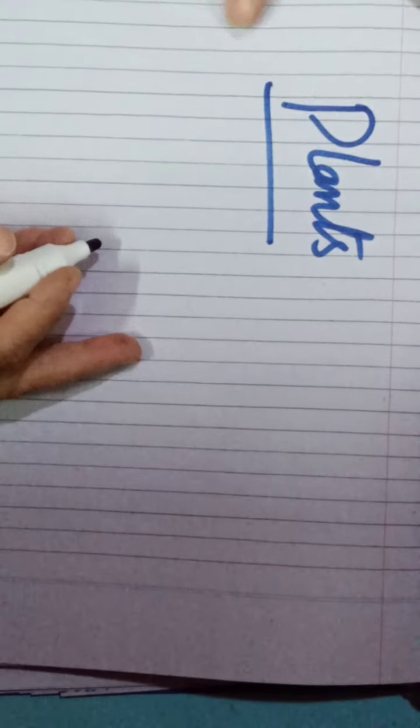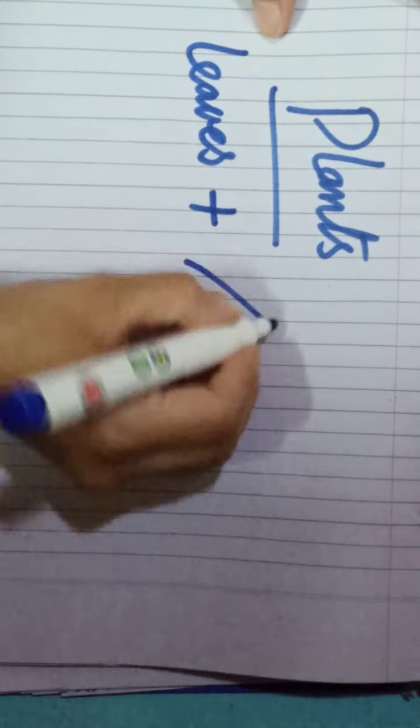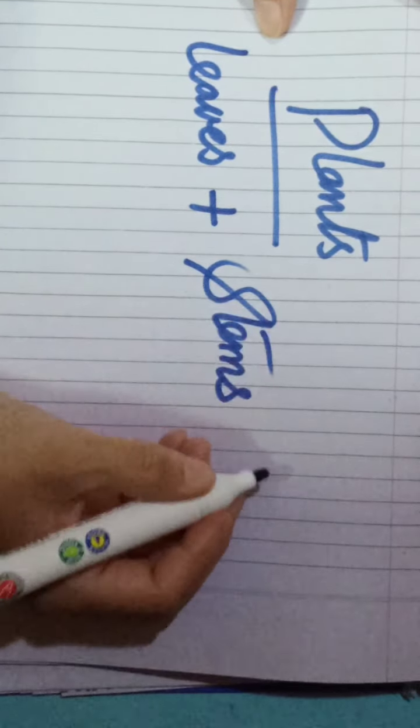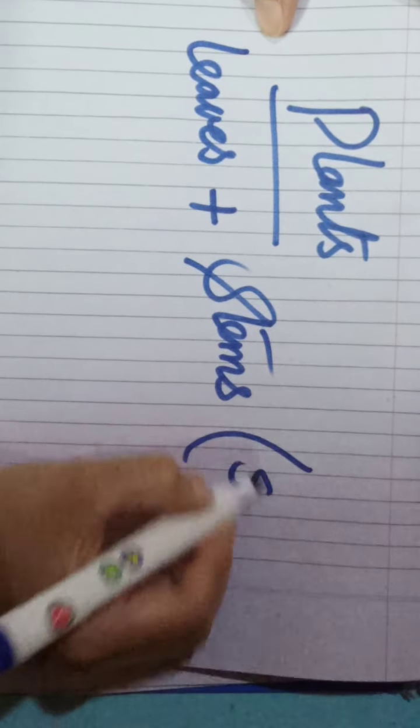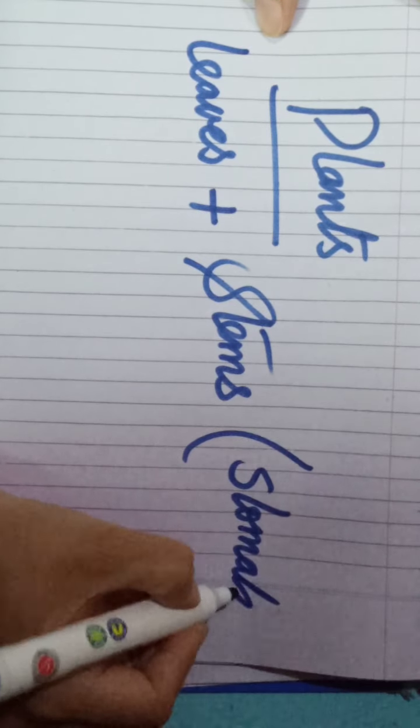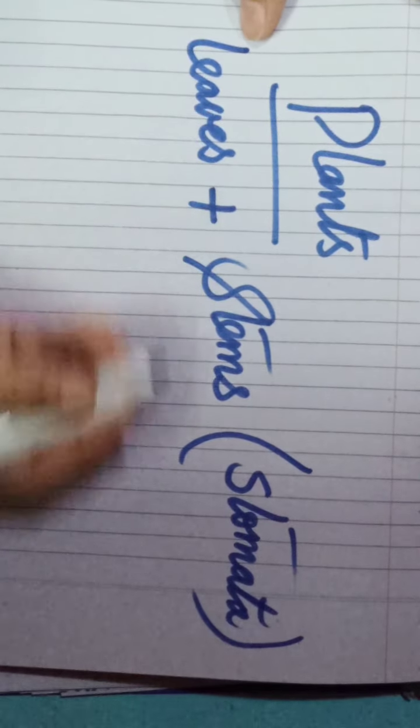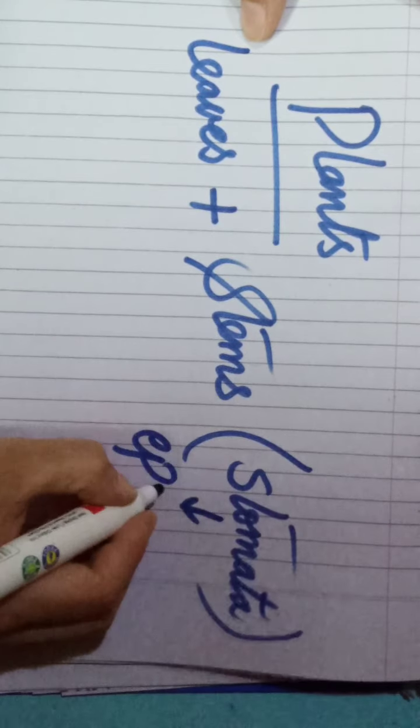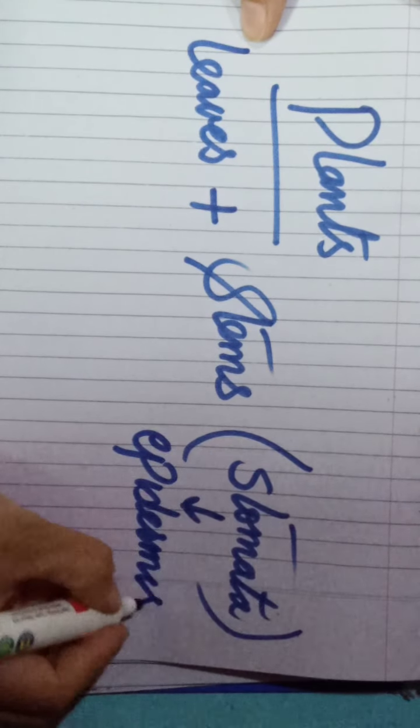Now, gaseous exchange in plants. In plants, how does the gaseous exchange take place? The leaf and the young stem have a definite structure called the stomata. These are present in the epidermis of the leaf.